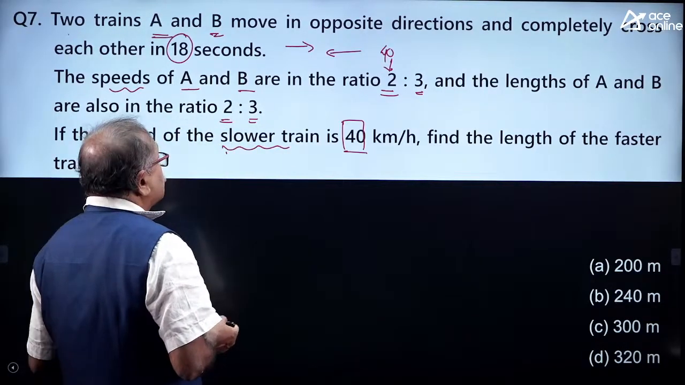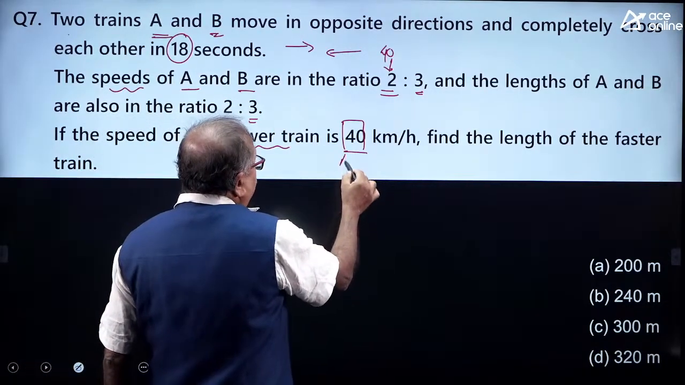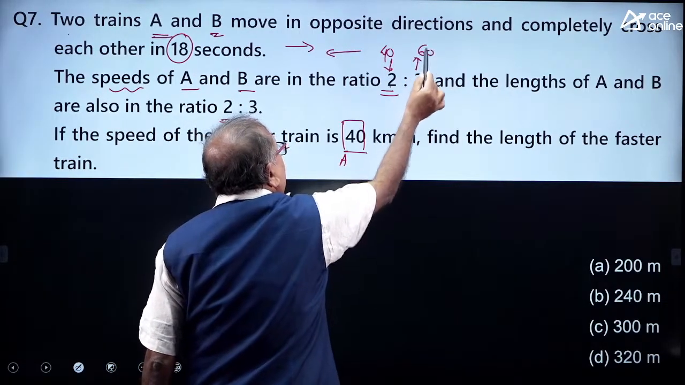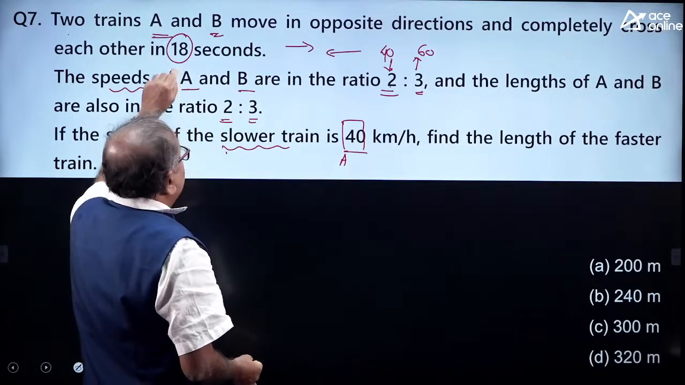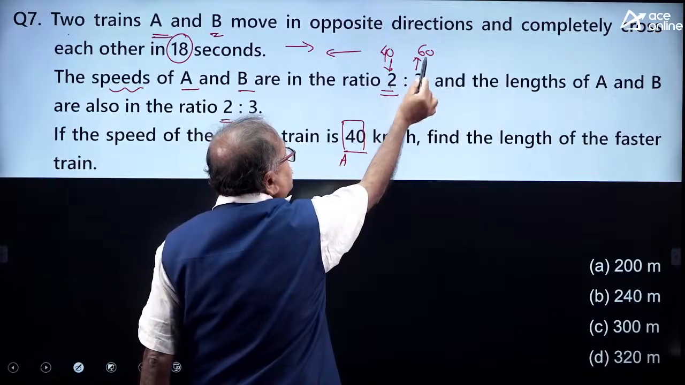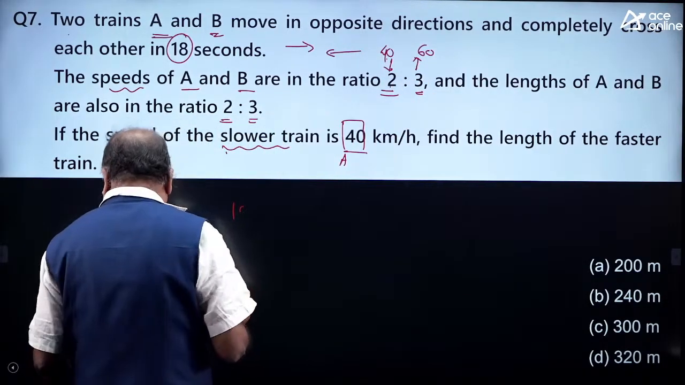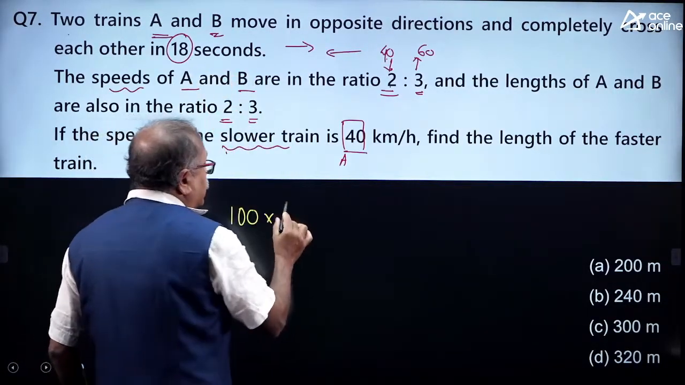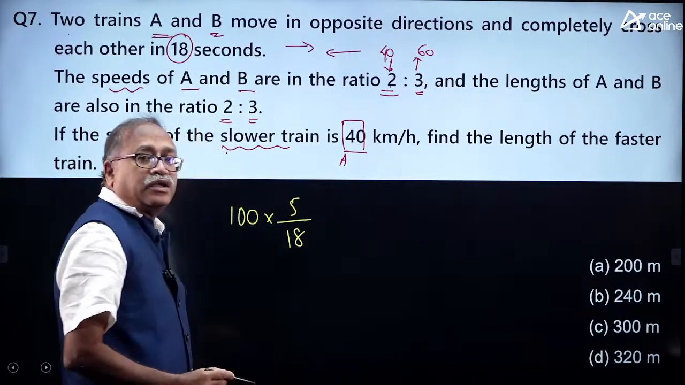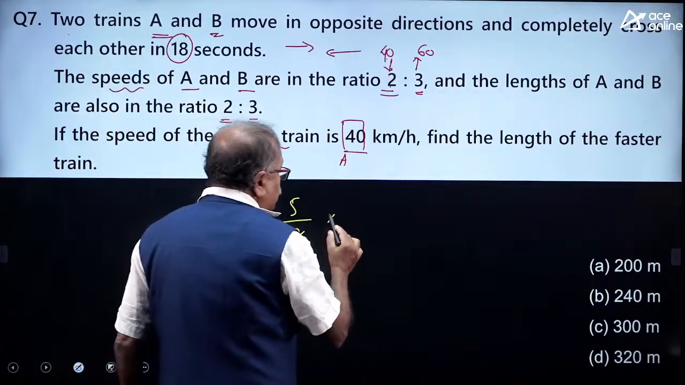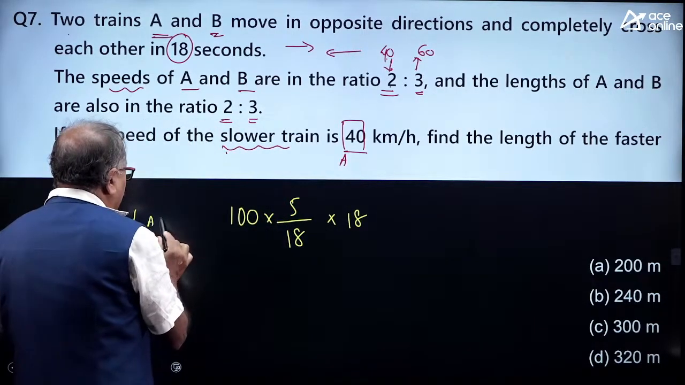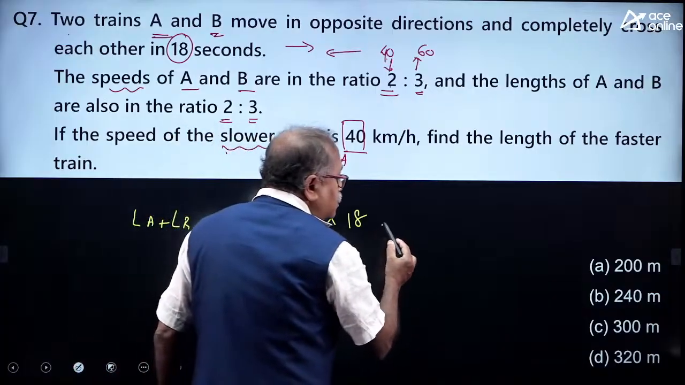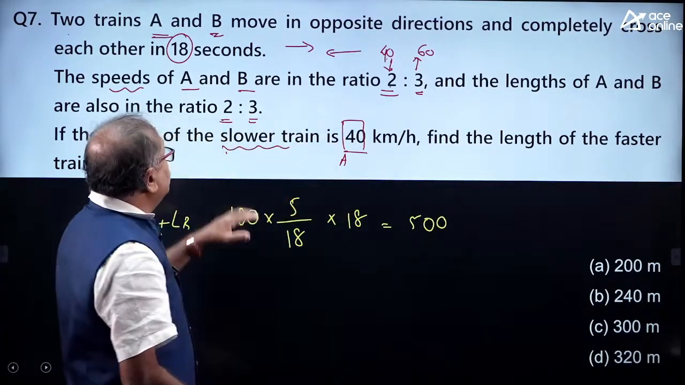Look at this one. What is the speed of A? The speed of A is 40. When 2 parts is 40, then 3 parts will be 60, and when they are crossing each other, it takes 18 seconds. So what is my relative speed when opposite direction? 40 plus 60, that is 100. That is 100 is the relative speed, as it is given in seconds. So I will convert this into meters per second, and it takes 18 seconds. So I will get the total length of A plus length of B, total distance, speed into time, and that is nothing but 500. And we have the length ratio over here.